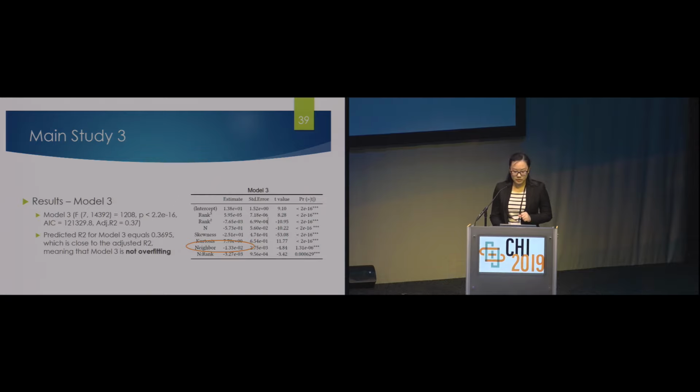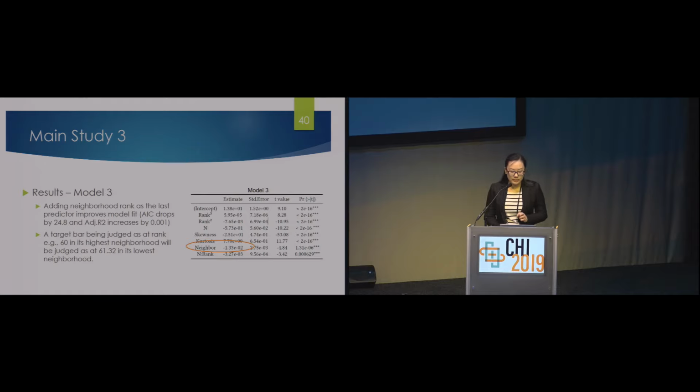After the model selection procedure, we construct a new model with 7 predictors this time. And this model has good model fit and is not overfitting. We can see that adding neighborhood rank as the last linear predictor improves the model fit, and its coefficient is negative as what we hypothesized. This negative coefficient means that when a target bar is being judged as at rank, for example, 60 in its highest neighborhood, it will be judged as at 61.32 in its lowest neighborhood.